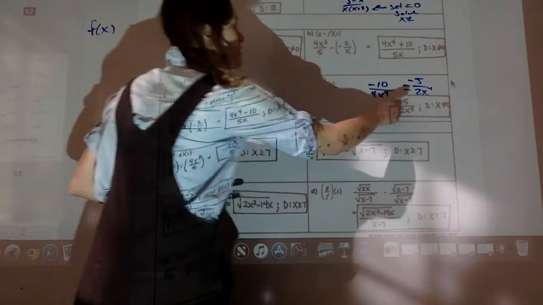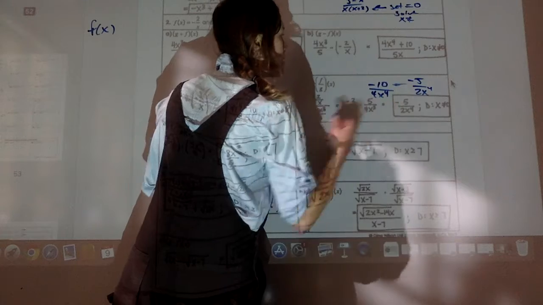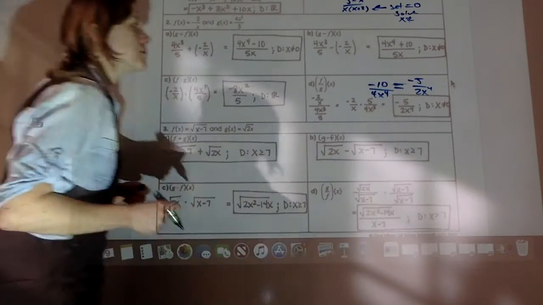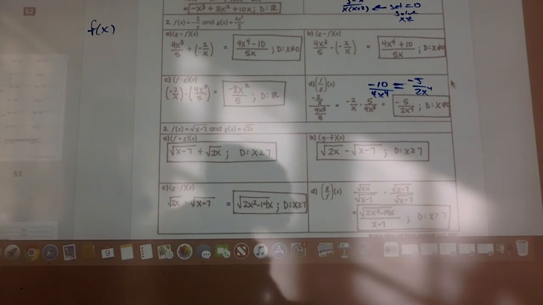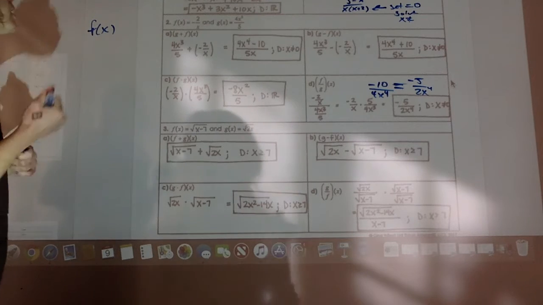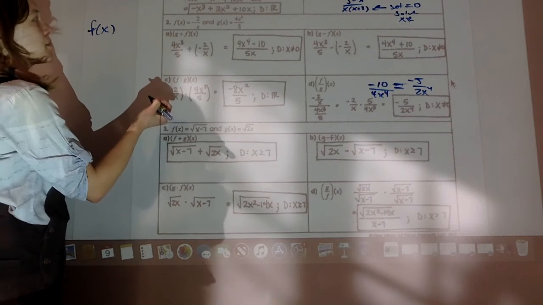Not over negative 2, that's an equals. Equals. There we go. Any other questions here? 2A. Cool. So I have g of x plus f of x.